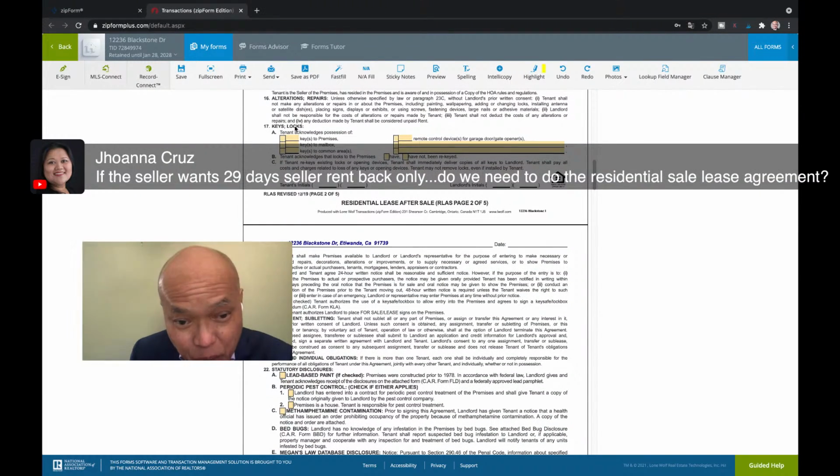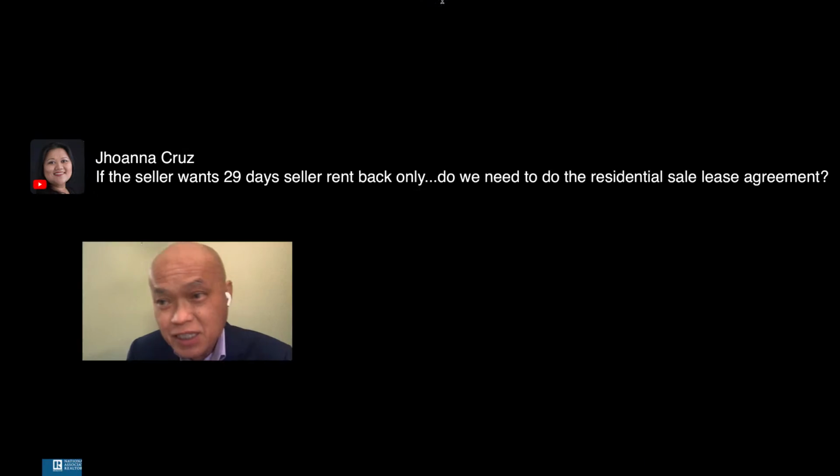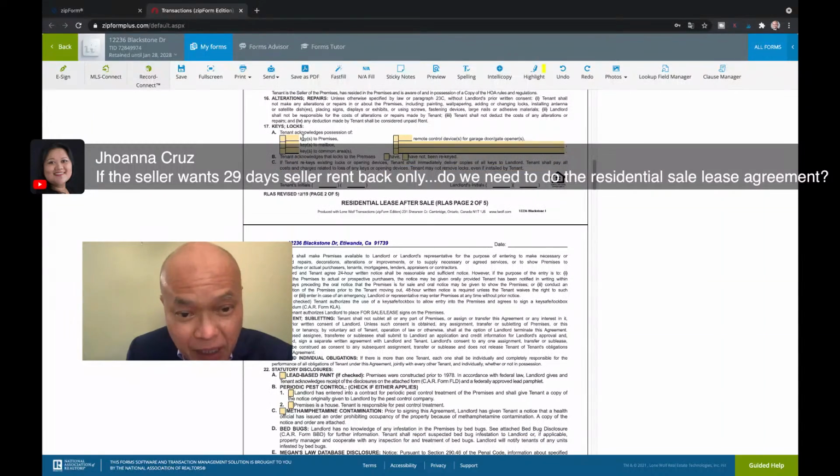So here is where you put number of keys to the premises. Even though the seller lives there, you probably should indicate the number of keys, okay? Now keys to mailbox, same thing. How many keys you expect to get from the seller? Go ahead and put those in here. Keys to common areas, certainly you want the seller to deliver the keys to you, all of these keys. Remote control, usually there are 2, but put in however many remote control you may have.